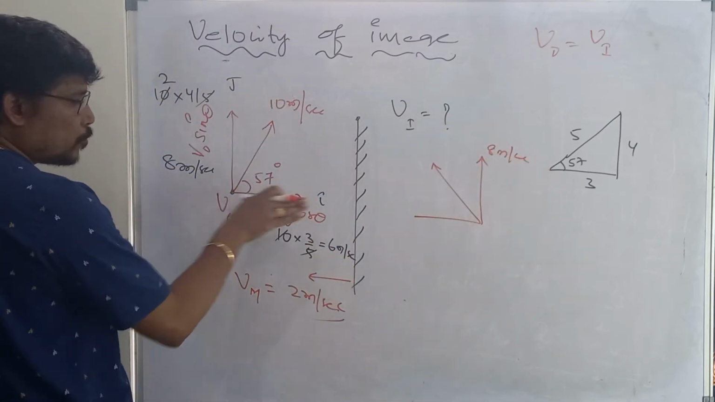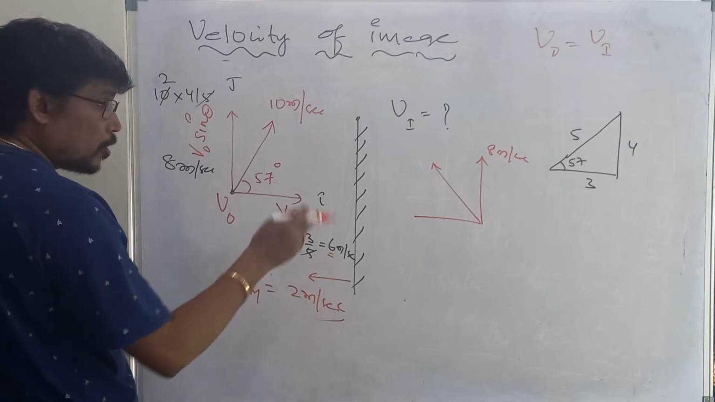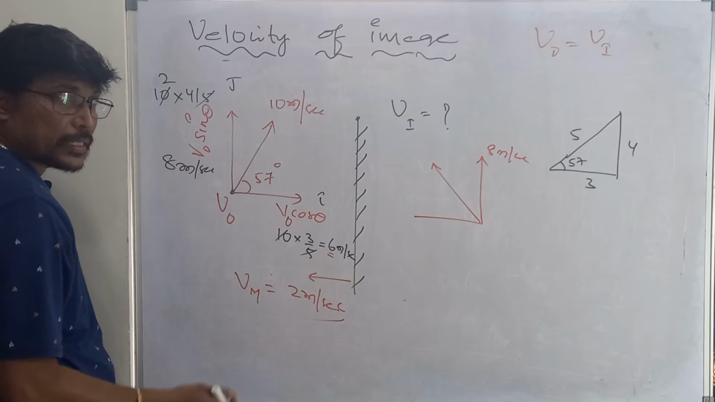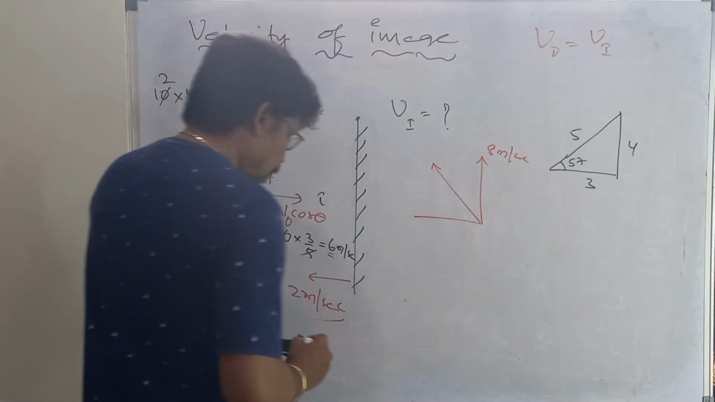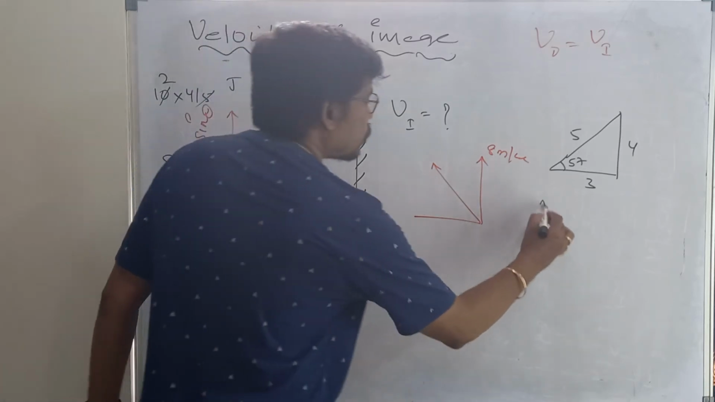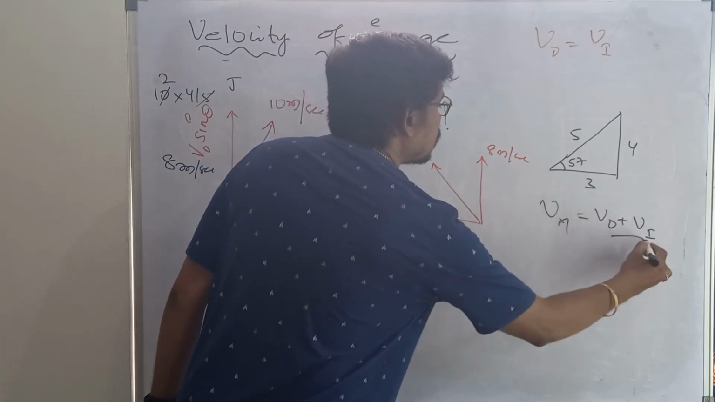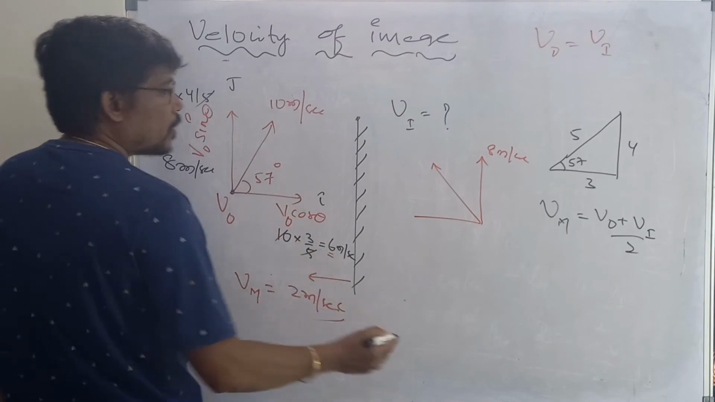But this is moving with a velocity of 6 meter per second, but it is not 6, because the mirror is also moving at 2 meter per second. So in that case, use the formula: velocity of the mirror is equal to velocity of the object plus velocity of the image, by 2. Velocity of the mirror is how much?